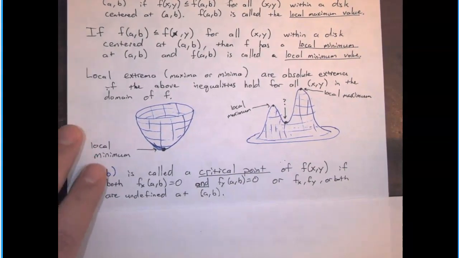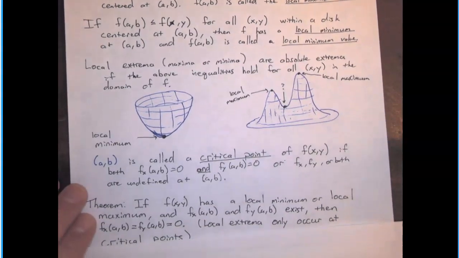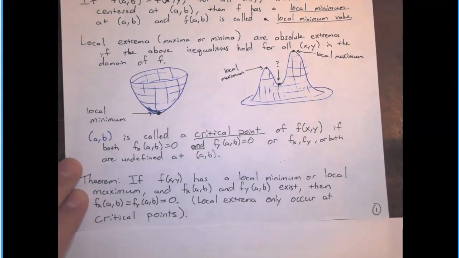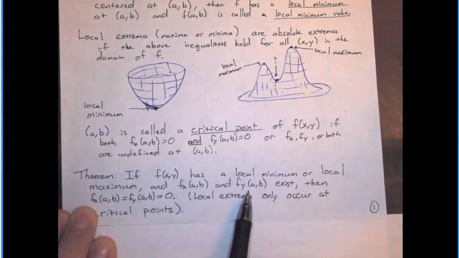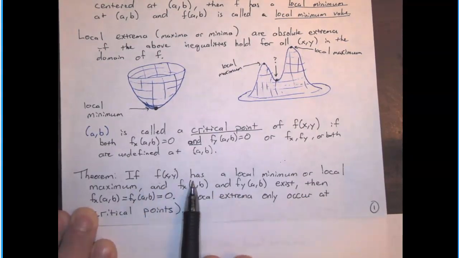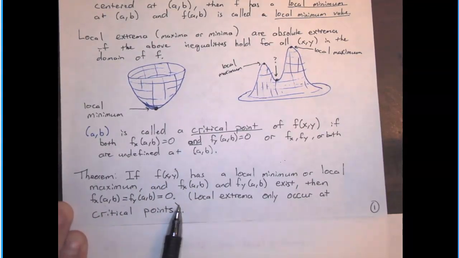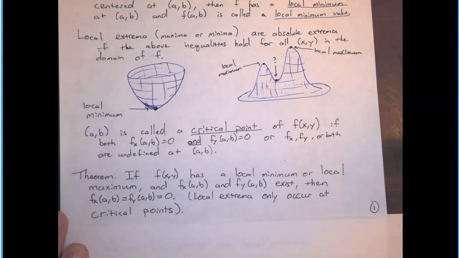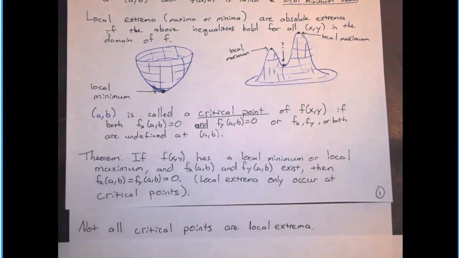Now, similar to functions of one variable, if I have a local maximum or a local minimum, then they can only occur at critical points. In other words, if I have a local max or a min, then either the gradient has to be 0 or the gradient doesn't exist. So this theorem is saying if these partial derivatives do exist, and I have a local max or a local min at the point (a, b), then both of these derivatives have to equal 0. So local maxes and mins can only occur at critical points, but not all critical points are local extrema.